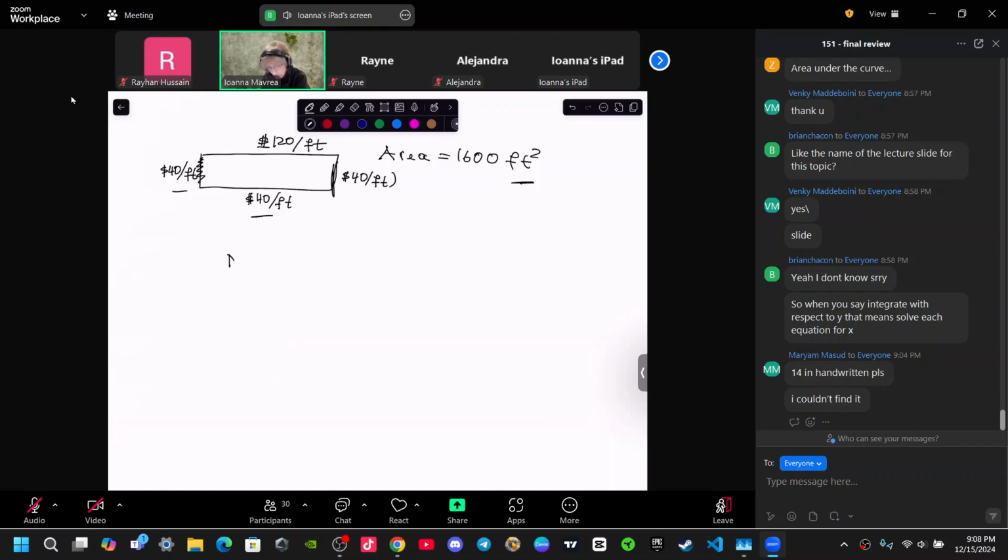So you want minimum cost. The first thing you need to do is write the cost function. Second, you need to make sure the cost function has one variable. Third, find the minimum for that function. That means you have to take a derivative. And then when you answer the question, you have to put units.